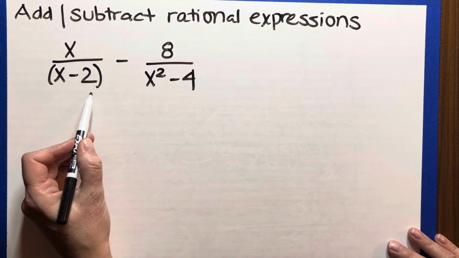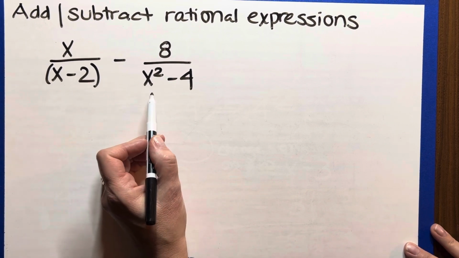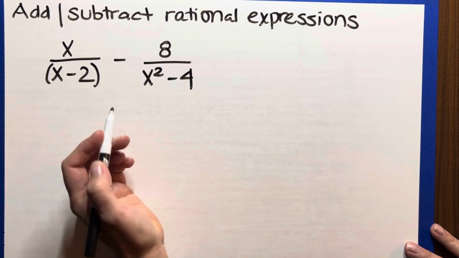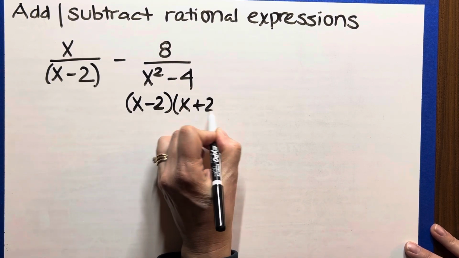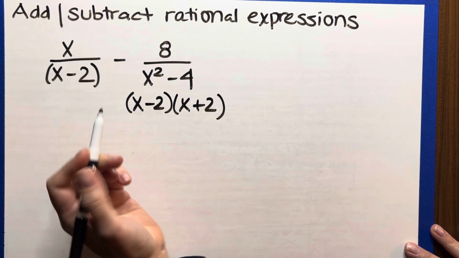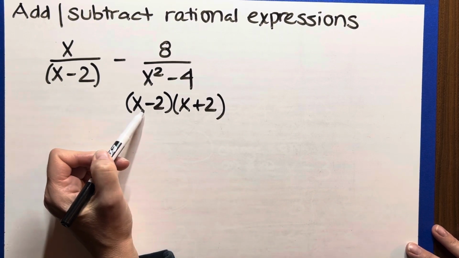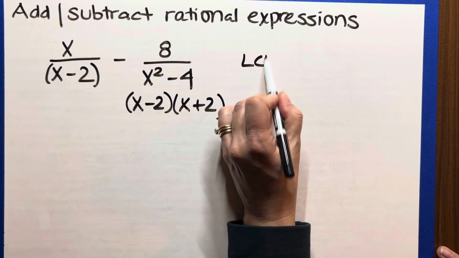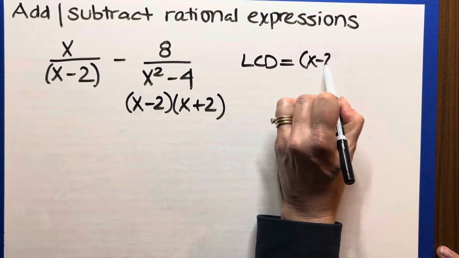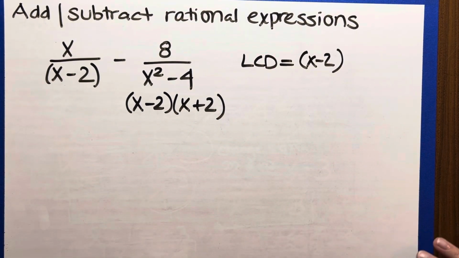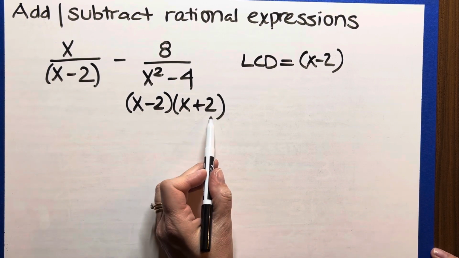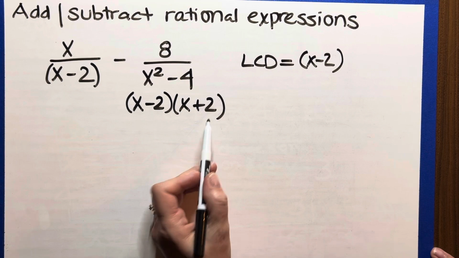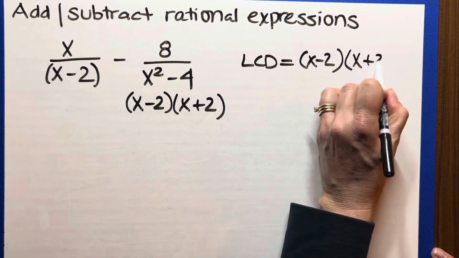In our first fraction, x minus 2 is in fully factored form, but in our second fraction, x squared minus 4 can be factored into x minus 2 and x plus 2. So we notice that they both have in common the x minus 2. We definitely need to use that one time as part of our common denominator. But since this fraction also has x plus 2, we have to include that as part of our LCD.